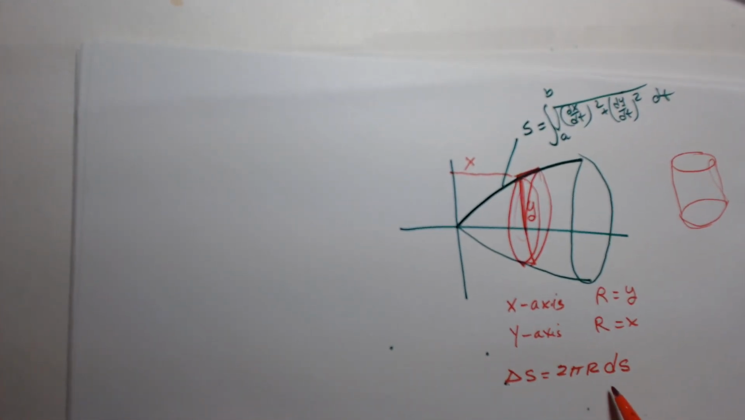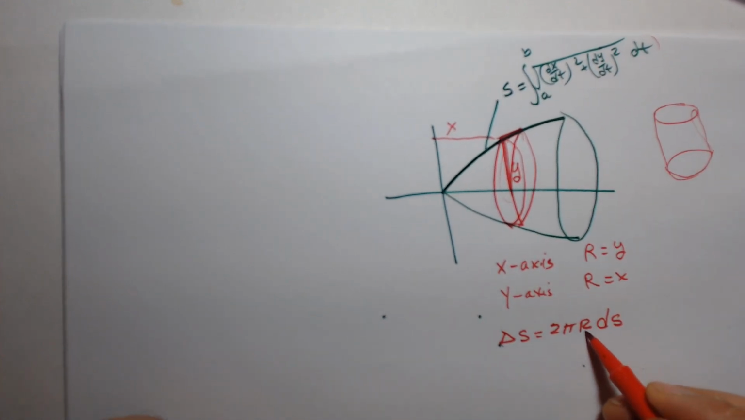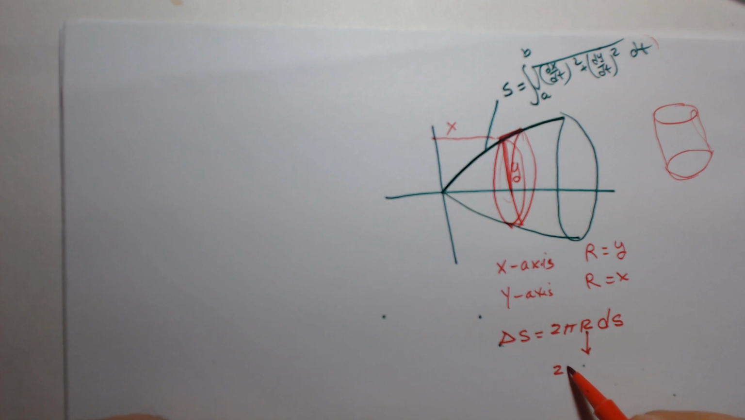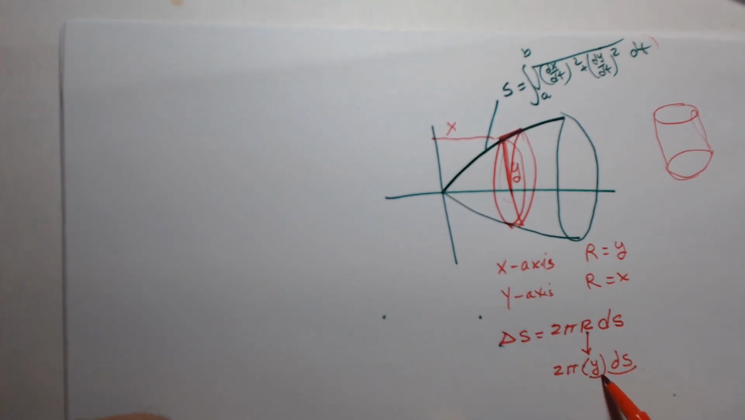And I know the formula for arc length. That's the formula for arc length. But what is my r? My r in this case is a y value. You know the arc length is a function of t, so y must be a function of t. In a parametric equation, the y is a function of t.